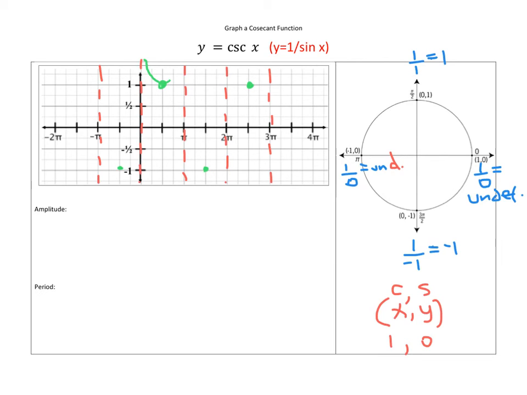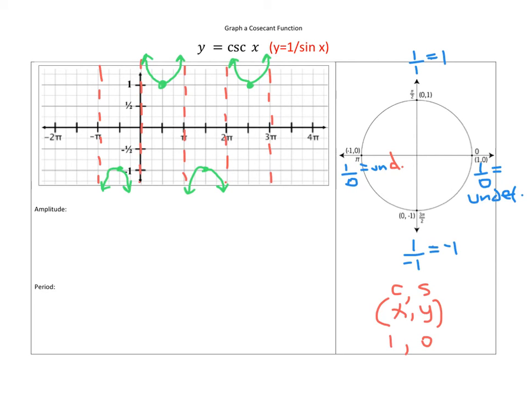the points with a smooth curve. Just make sure it's not touching that line. So just connect them. And that's how the cosecant function is going to look.